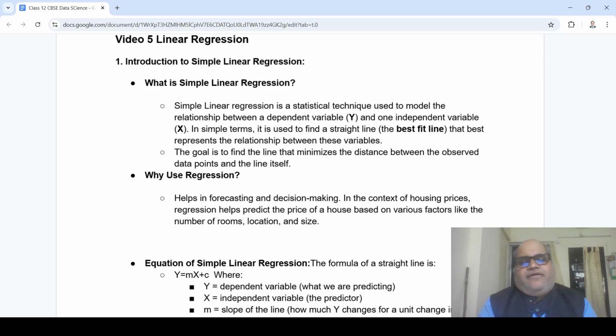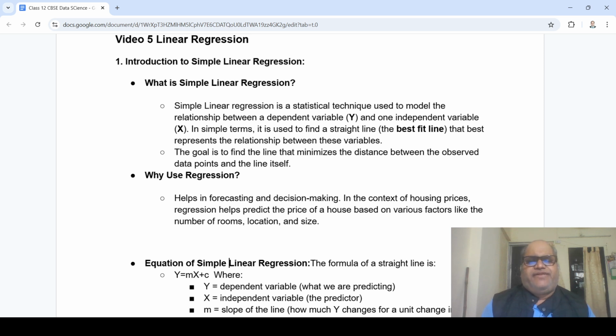Okay, hello everyone. Welcome to our next lecture on linear regression. In this lecture, we'll introduce linear regression, what exactly it is, why we use it, and then we'll talk about a couple of metrics that are typically used to understand simple linear regression, how good it is in terms of fitting the overall data.